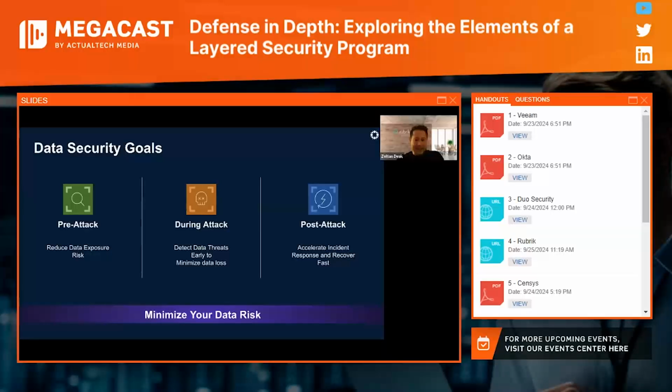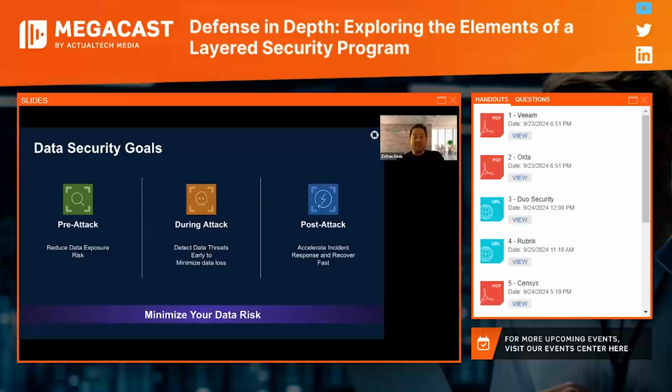So before an attack, there are things you can do to reduce your overall level of data exposure. That includes things like right-sizing who has access to data. So implementing least privileged access, removing redundant, obsolete, or trivial data. And of course, ensuring that you're backing up everything that matters into an immutable backup. The less you have exposed, the less damaging if you're breached.